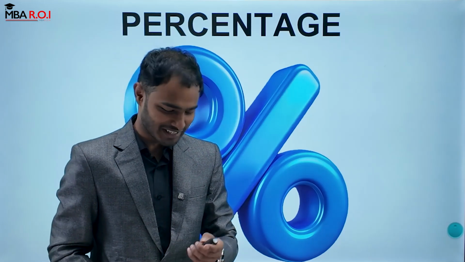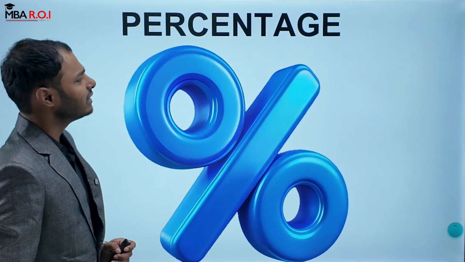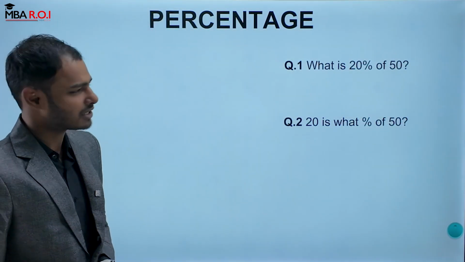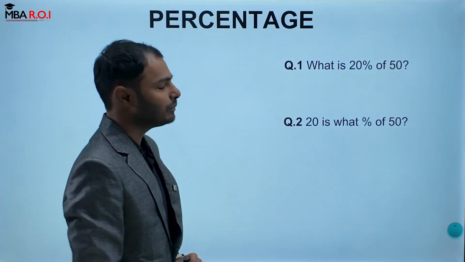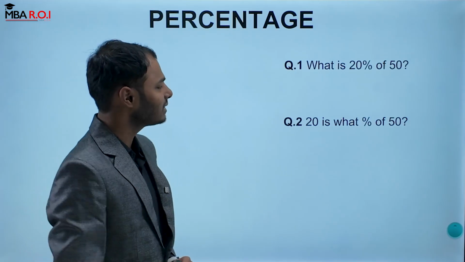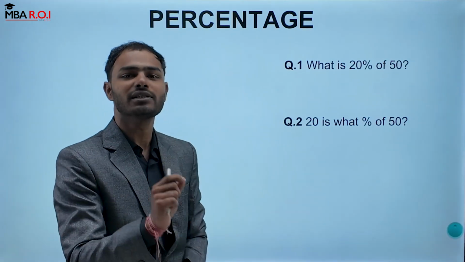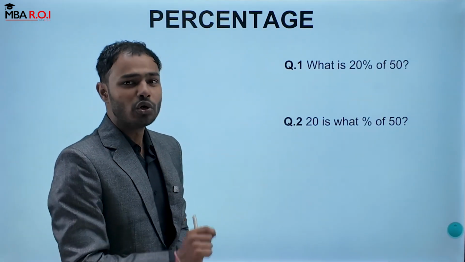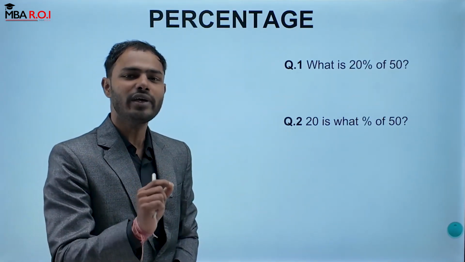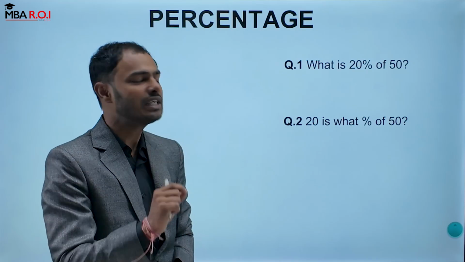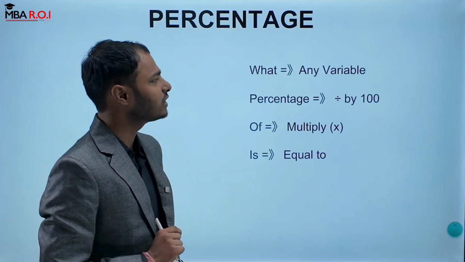So let's get started. So we are going to start with these two questions first. The first question says, what is 20% of 50? And second question says, 20 is what percent of 50? So to solve these type of questions, what we need to do is we have to use some kinds of keywords. Now, what are those keywords?